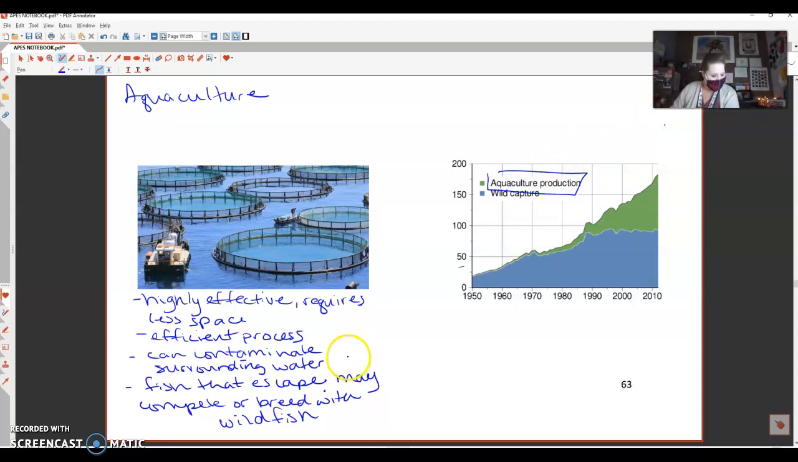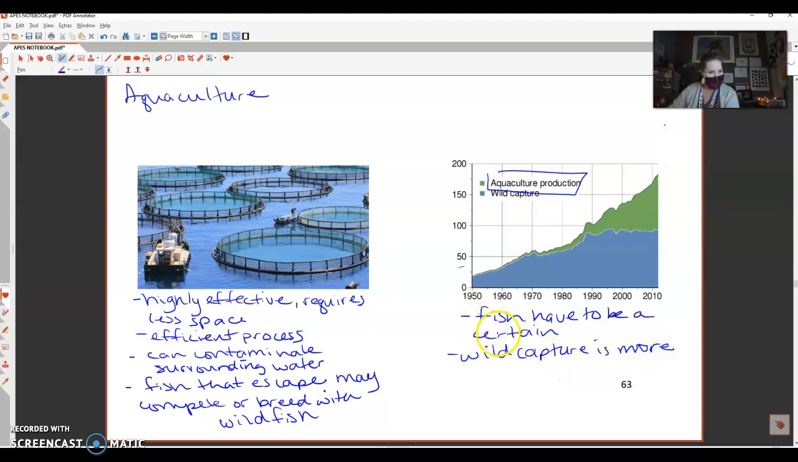We know that with wild capture, most countries have regulations on what you can and cannot catch. So most of the time, the fish have to be a certain size. Again, we cannot take fish out of the ocean faster than they can reproduce. So they have to be a certain size. And we do know that wild capture is more difficult, and it's just not used as much, okay?